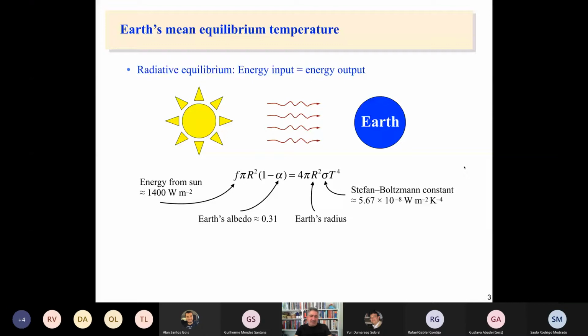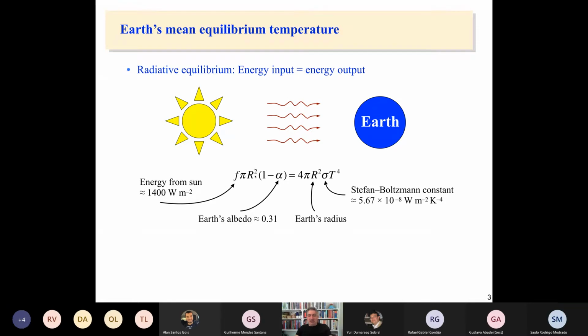And the calculation is, if you want to find temperature, the calculation is pretty simple. We're going to do this energy balance: energy input equals energy output. So all of our energy that we receive here on Earth, almost all essentially, comes from the sun. So the sun radiates about 1400 watts per square meter. This is something that you can go measure in space.